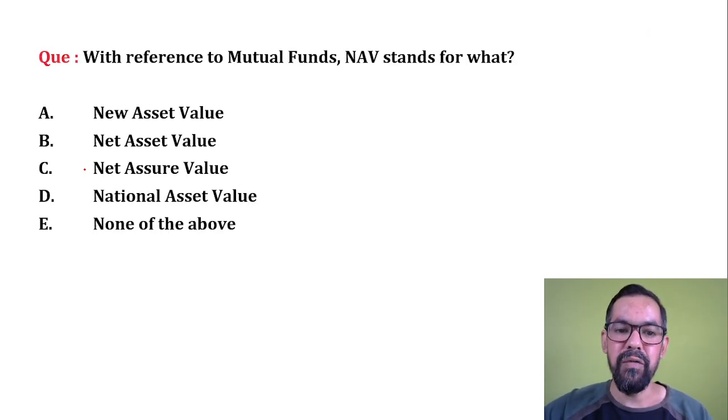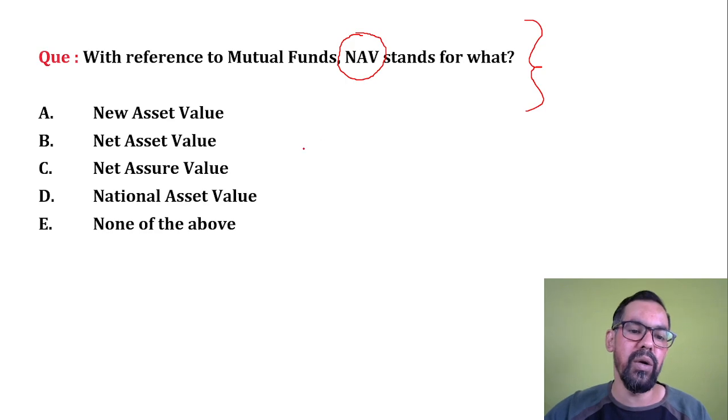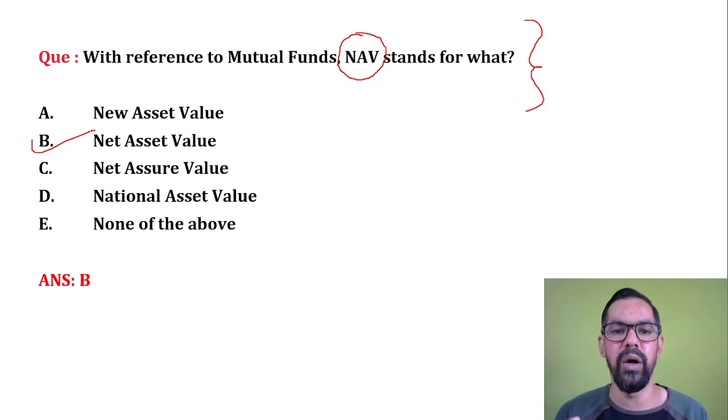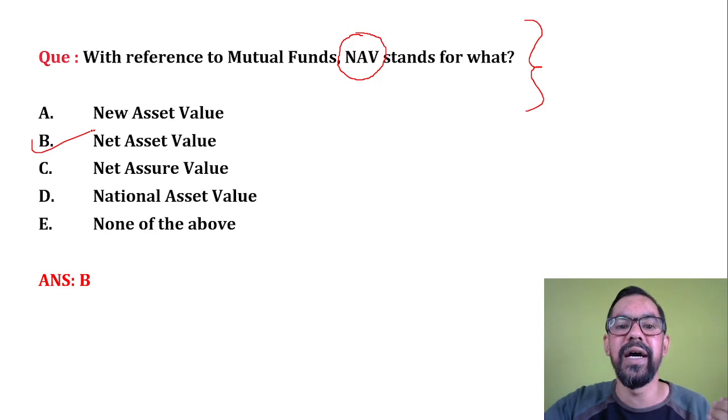Next one: with reference to mutual fund, what does NAV stand for? Many times we discuss NAV. NAV stands for net asset value. You can also say this is the current market price of any mutual fund. Whenever you invest in any mutual fund or do some research about a mutual fund, the market price of that particular mutual fund is generally known as net asset value, and the formula is very simple. It is the total fund minus liabilities divided by number of outstanding units.